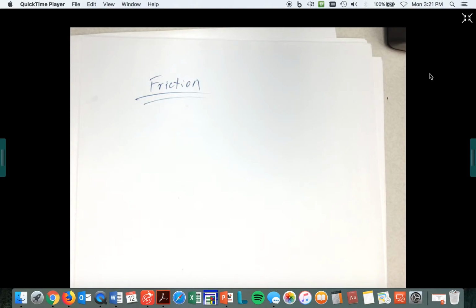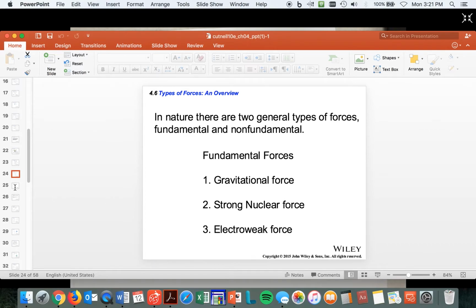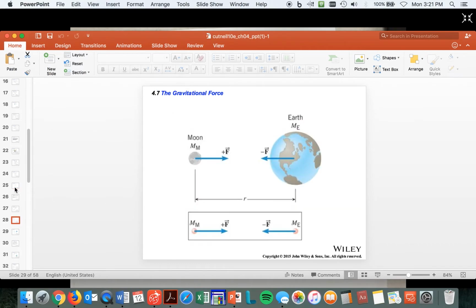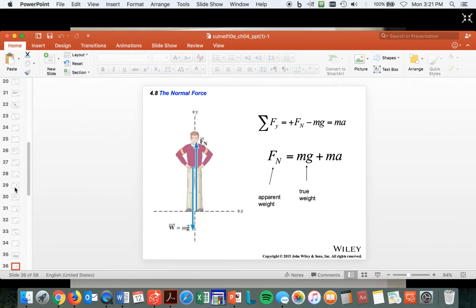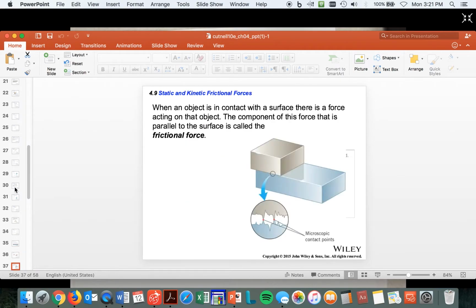If I look at the forces here, we're not going to do these types of forces, but we are going to look at static and kinetic frictional force. I think this is an interesting slide. When an object is in contact with a surface, there's a force acting on that object. The component of this force that is parallel to the surface, so if I want to pull this along, is called the frictional force.